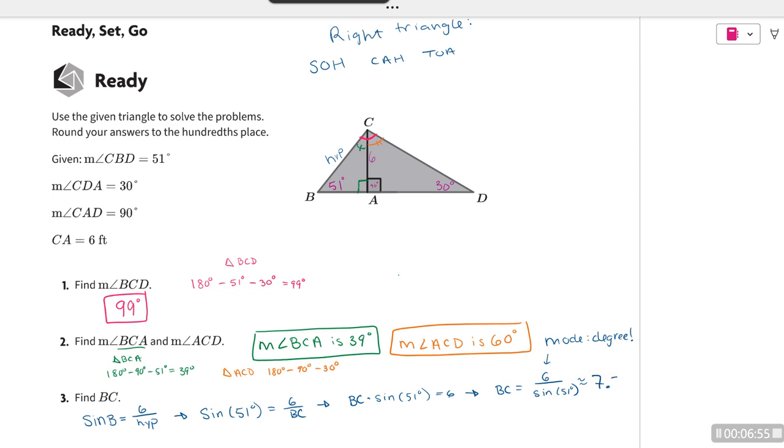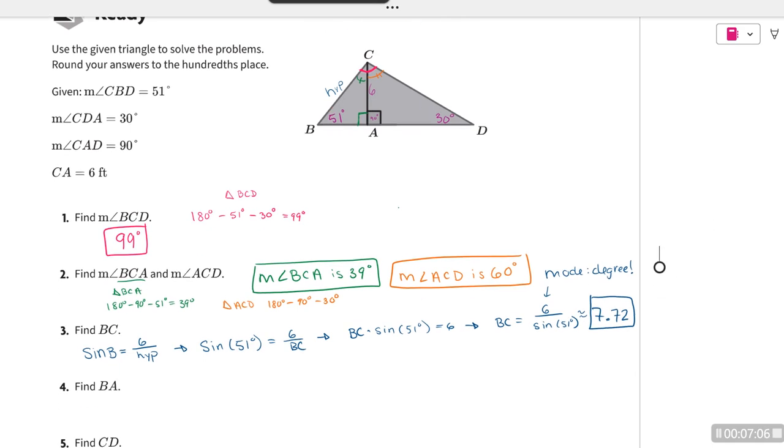So I'm going to put 7.72. The next digit is 0, which means the hundredths place. I just want 2 decimals and the 2 does not round up since it's followed by a 0.